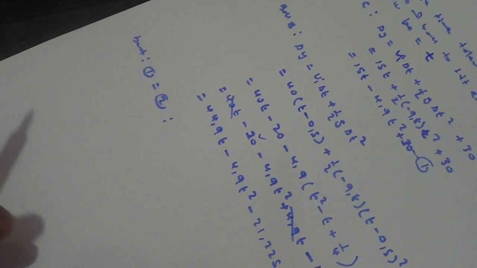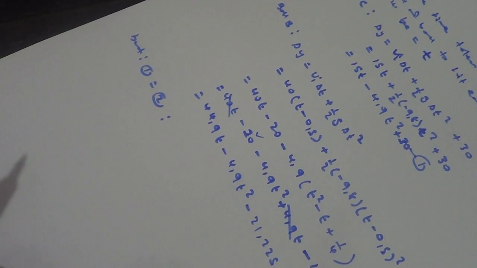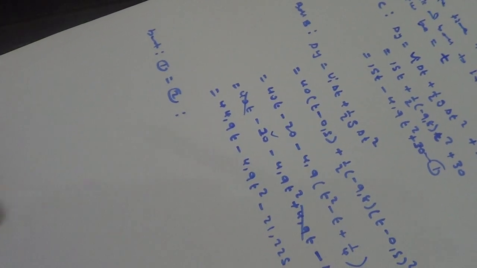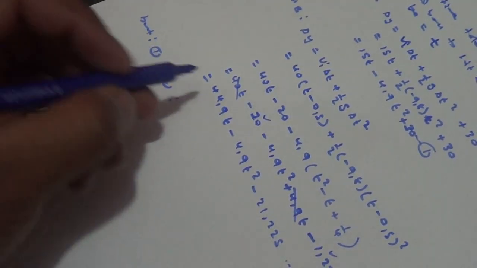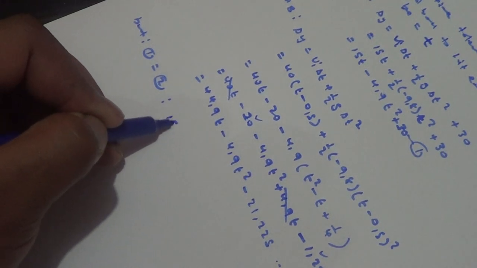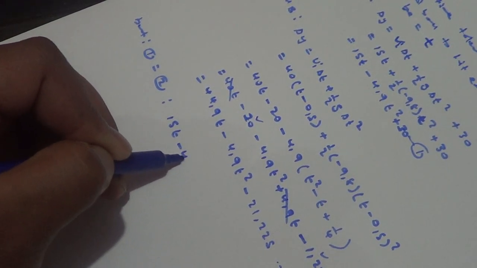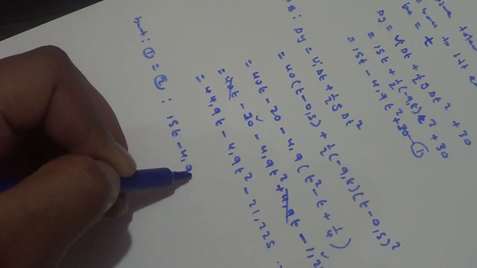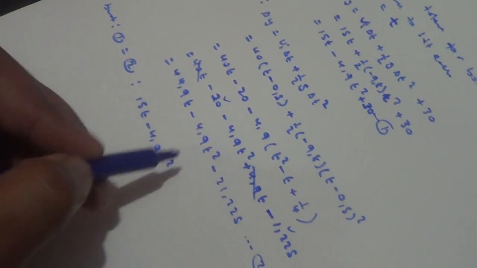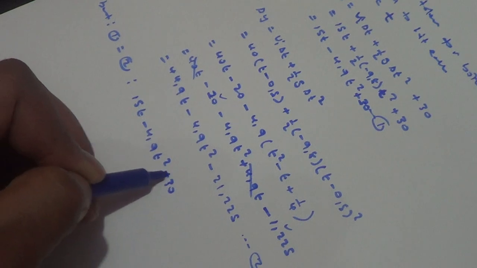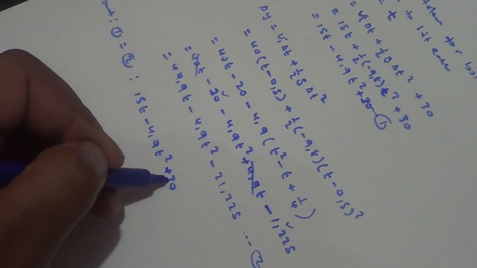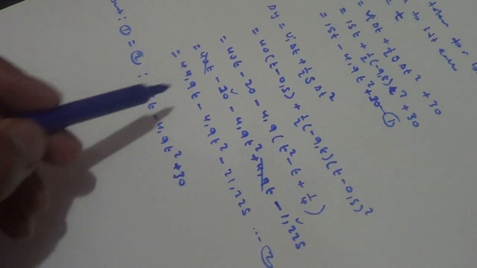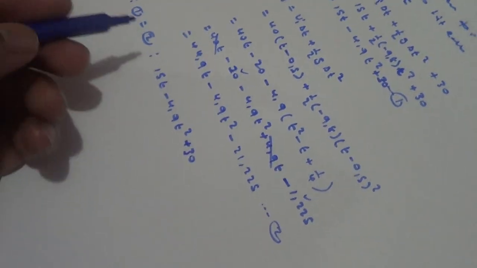It's the same distance because they will hit each other there. So they will be exactly the same distance. So we just simply equate the two. So we have 15t minus 4.9 t squared plus 30, right? Because that distance needs to be accounted for since this one is starting from the bottom.